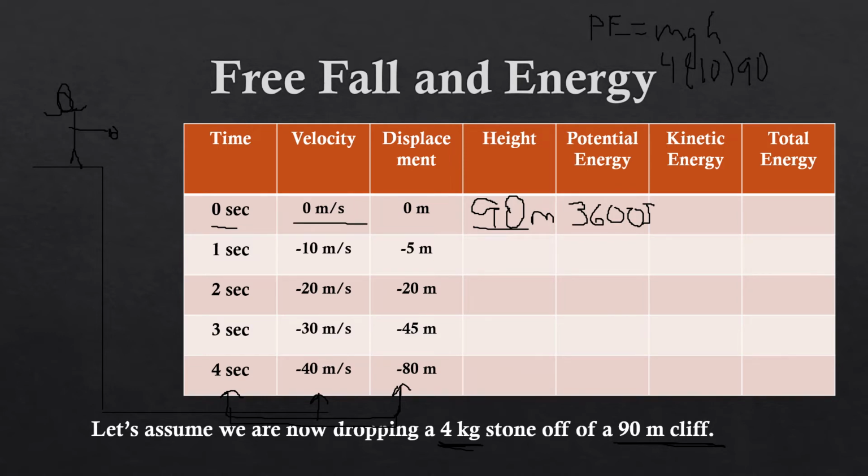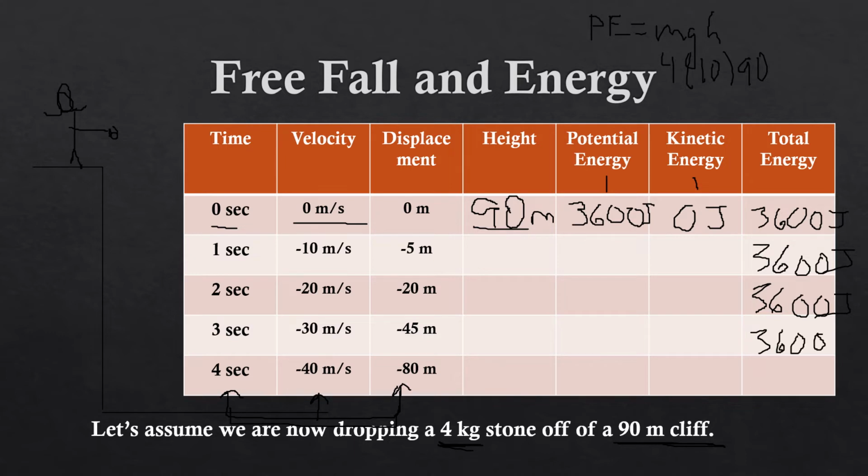All right. What's the kinetic energy? Well, if you start off from rest, if the velocity is 0, then the kinetic energy is 0. So what's the total energy? The total energy is just what you get when you add the PE and the KE. 3,600. Oh, shoot. If we know the total energy, I know that total energy never changes.